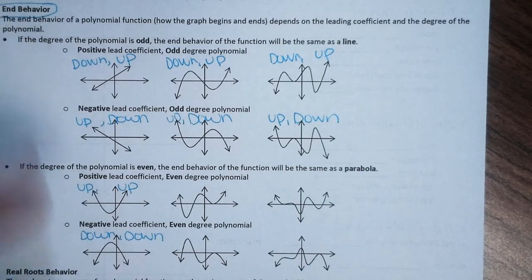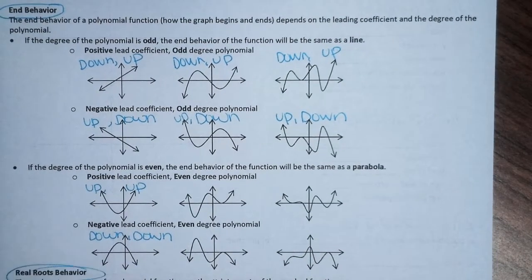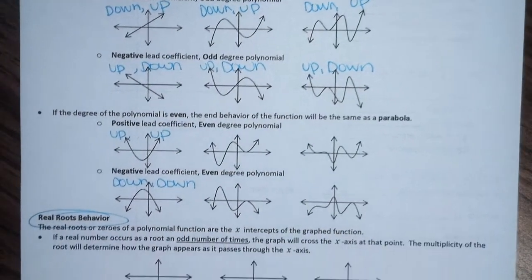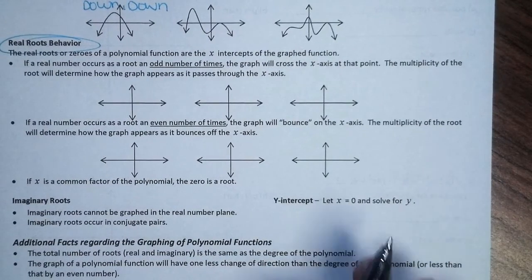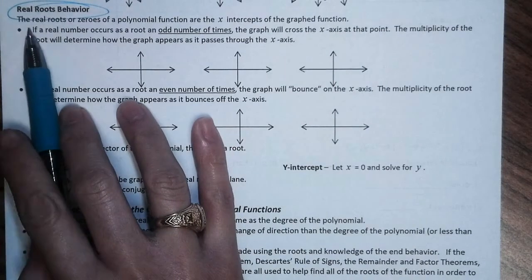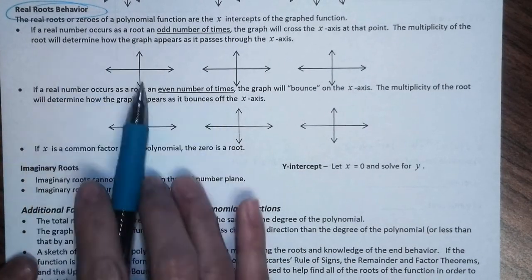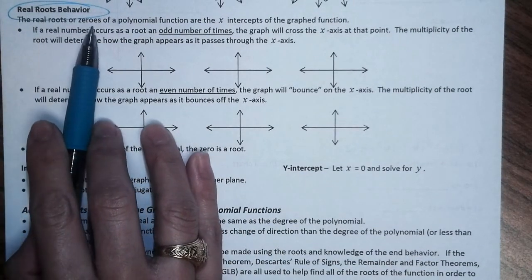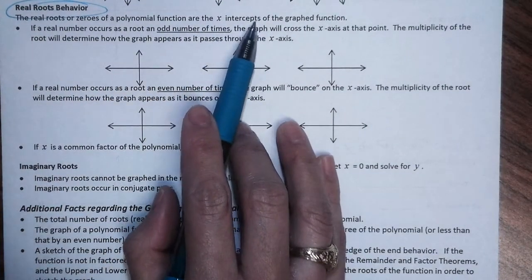Today, we're going to do that plus something called root behavior. Okay. So here goes what's called root behavior. I'll read you the directions, and then I'll show you a visual of it. So root behavior. It says the real roots, or the zeros, which is where the graph crosses the x-axis. So the roots are called the x-intercepts. So the real roots, or the zeros, of a polynomial are the x-intercepts.